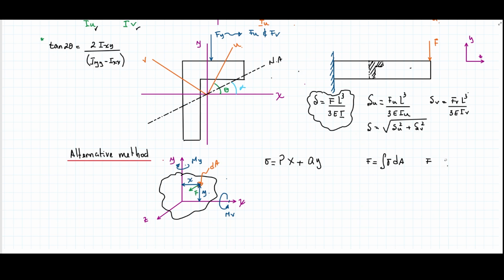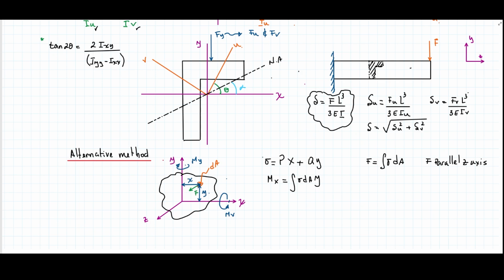Or let me write it better. It's not equal, so parallel to z-axis. Great. So if I take a look at the moment around x, that moment around x is going to be caused by the force times the distance y, isn't it? So we're going to have the force, sigma dA, times y.